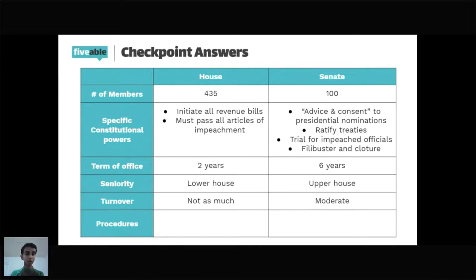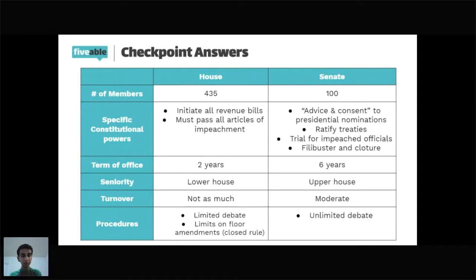All right, so some other things with procedures. The House has limited debate. Because there are more people, the debate is limited, because you don't want 435 people all arguing about this one bill, since then nothing would ever get done. The other thing is there are limits on floor amendments, with the same logic: you don't want so many people each trying to put in an amendment, and then you come up with a bill with 435 of them. Basically the opposite of that, there is generally unlimited debate in the Senate.